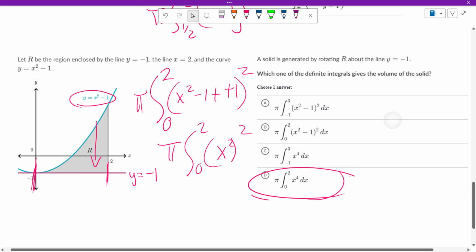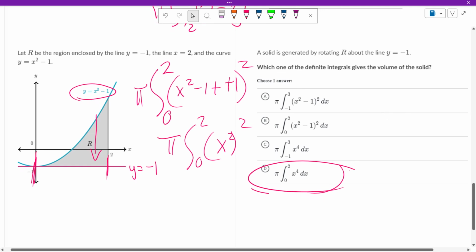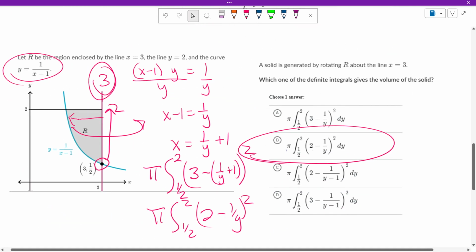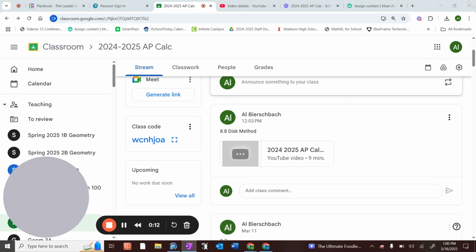Are we good with that? Do you need more examples, or are we good? Okay. So hopefully that taught you, if we're going this way, top minus bottom, and we use x's. If we're going this way, then we use y's. Okay, there it is.